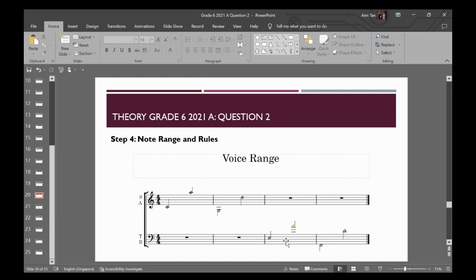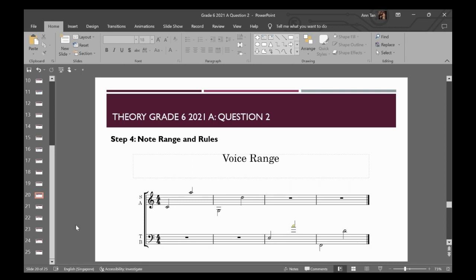The tenor voice is written in the bass clef, and both stems point upwards. It's from E to middle A. And for bass range, the stems point downwards, and it's from low F to middle D.